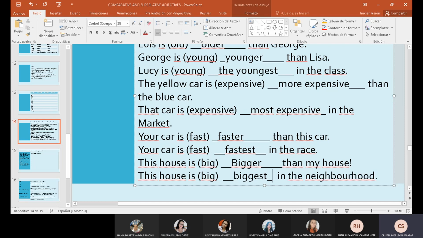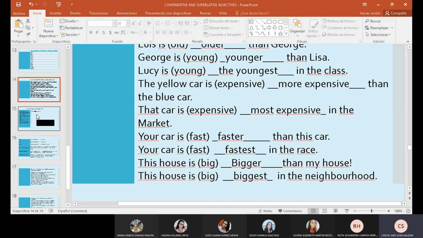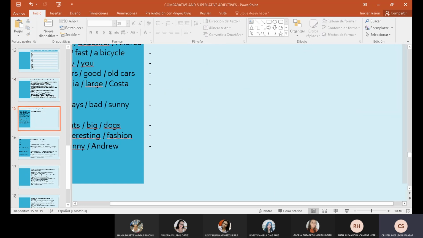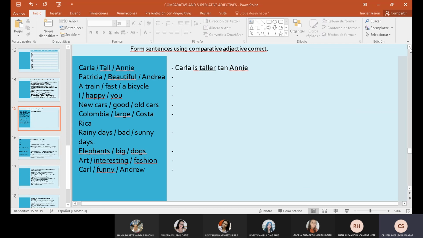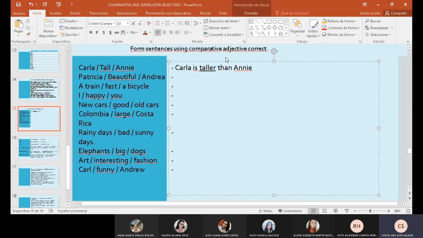Okay, students, this topic is very easy because it's a topic that you know. For that reason, it's very easy and the class is short also. Okay, we are going to practice. Now, you are going to form sentences using comparative adjectives, correct. For example, Carla told Annie, in the sentence say, Carla is taller than Annie. Only using comparative adjectives.